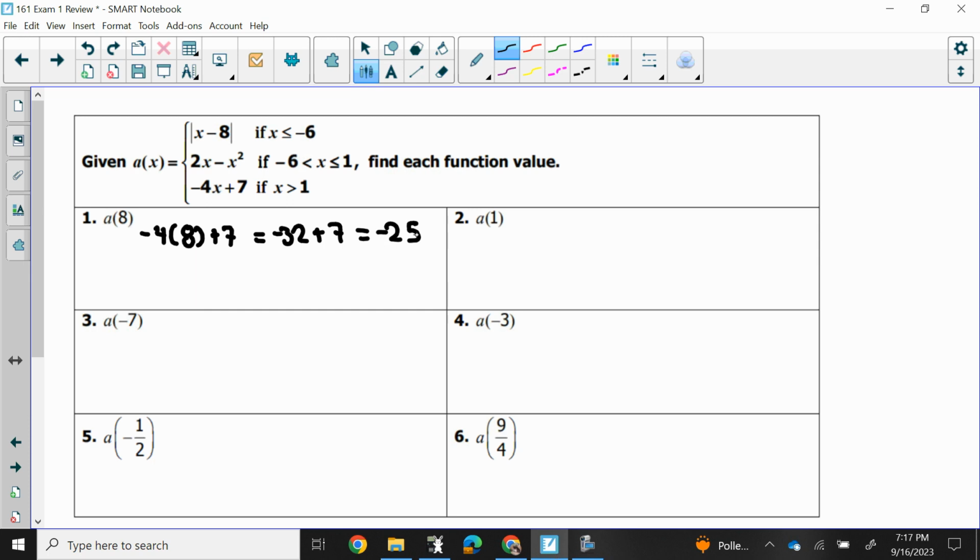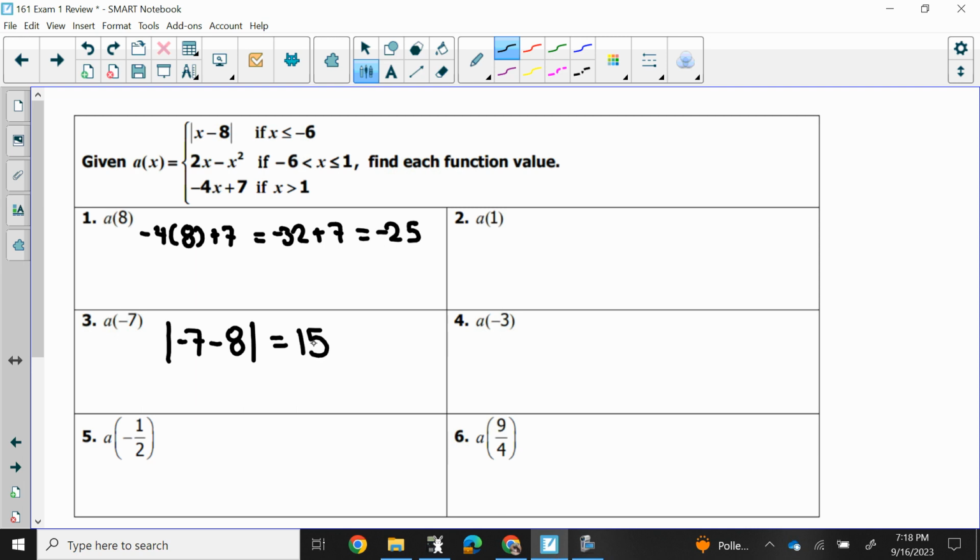All right. Now, if it's negative 7, it's right here, right? Because it's less than negative 6. So I'm going to do the absolute value of negative 7 minus 8, which gives me negative 15, but I take the absolute value of that, and it's 15.